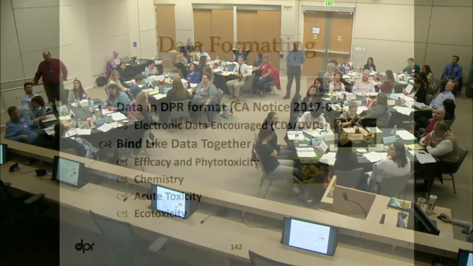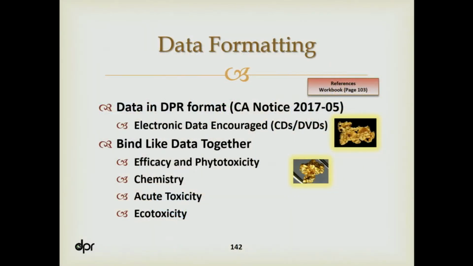Okay, binding data. This is something like I was saying earlier in the morning, it's getting much better. Rich hit it, I think, in this program. But anyway, when we're dealing with binding data, just put all the like data together, like all the efficacy and final tox data in one or multiple volumes. Chemistry, the same thing, acute tox and eco tox. Can anybody tell me why we want it that way?